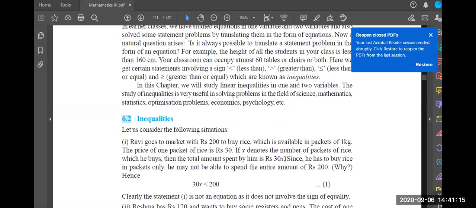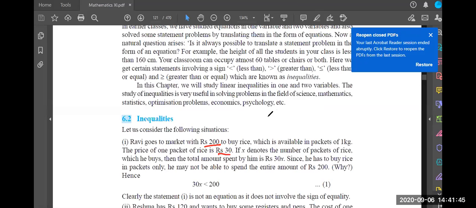Or just think about this. Suppose you read the statement. The statement says that Ravi goes to market with rupees 200. He has 200, and he can buy rice. But one packet of rice is 30 rupees. Then how many packets can he buy?